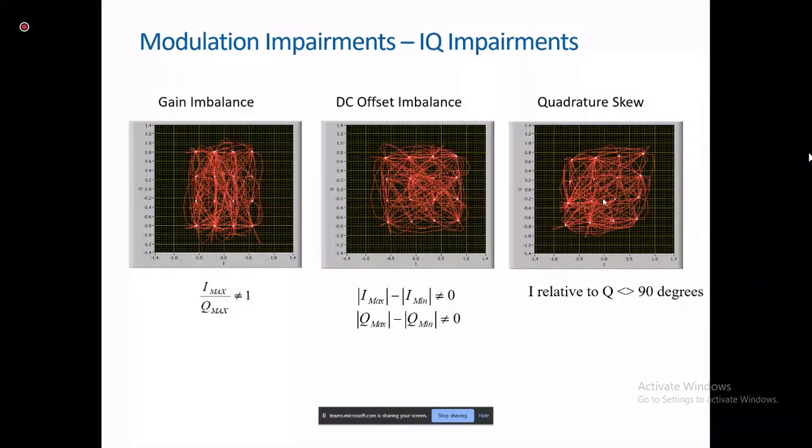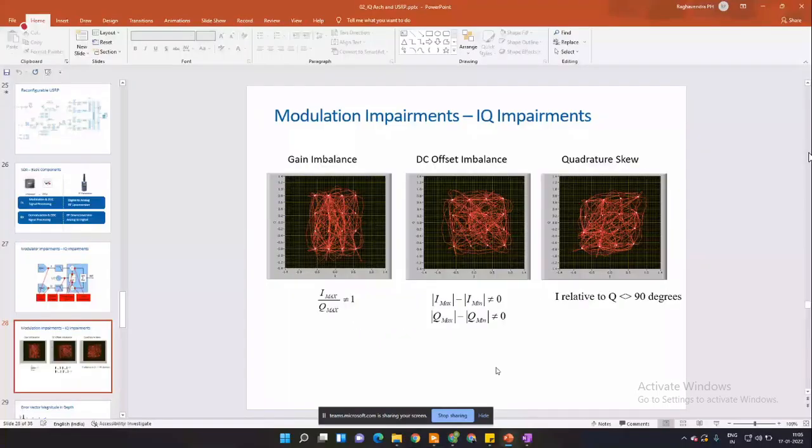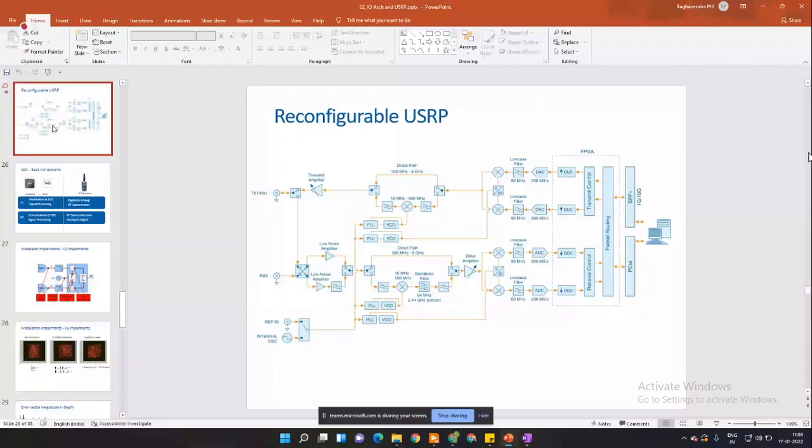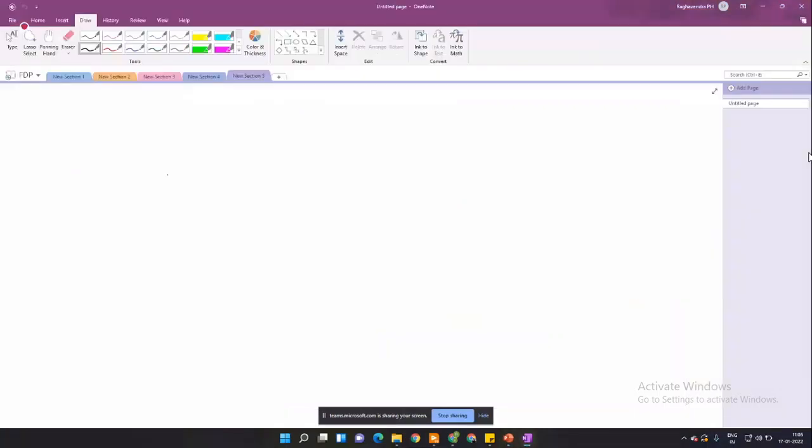So the thing is, we as users do not have to worry about all of these IQ impairments. NI, or rather ETAS, takes care of this inside the FPGA itself. Along with transmit control, packet routing, DUC and DDC, they have another part called IQ impairment correction.